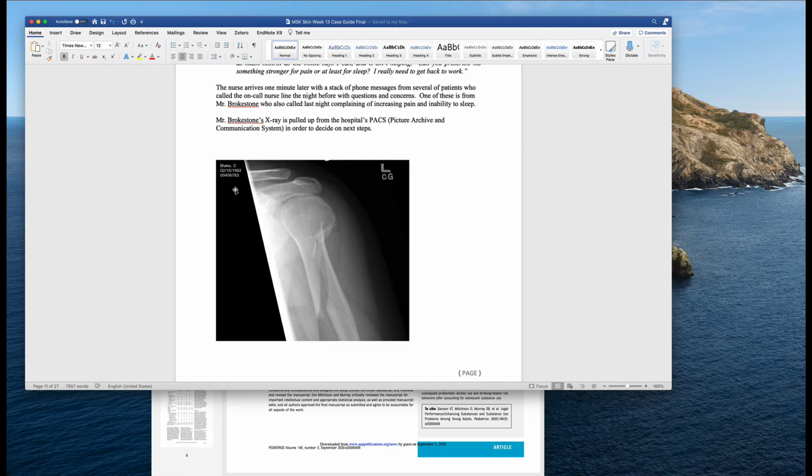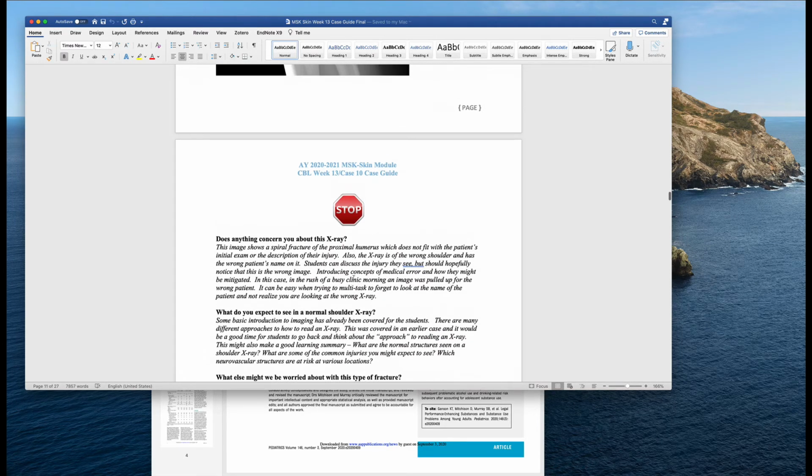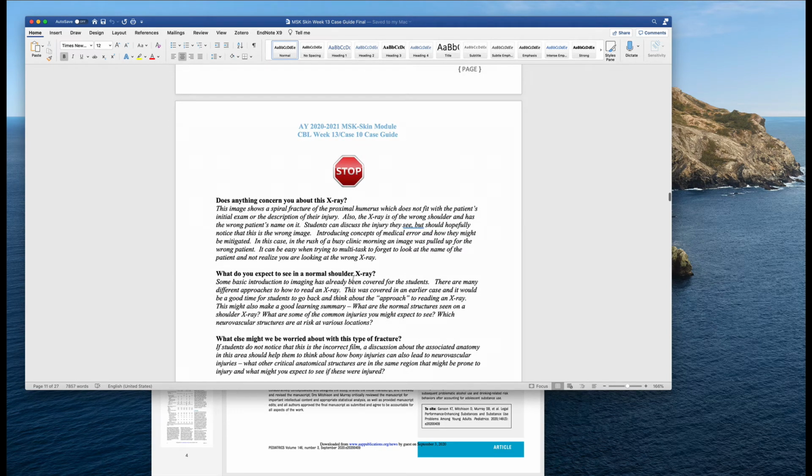And if you notice up here, this is obviously fake, so this is not a real patient's information, but here we have the name of the patient, we have the date of the study, and we also have an MRI in here. Now we notice that this patient is not Mr. Brokestone. And so what happened is that the physician in their haste to try to multitask pulled up the wrong x-ray. So they pulled up a shoulder x-ray, and if they don't catch that, that would be pretty concerning because this is a pretty significant injury for the mechanism of injury, at least that the patient initially described.